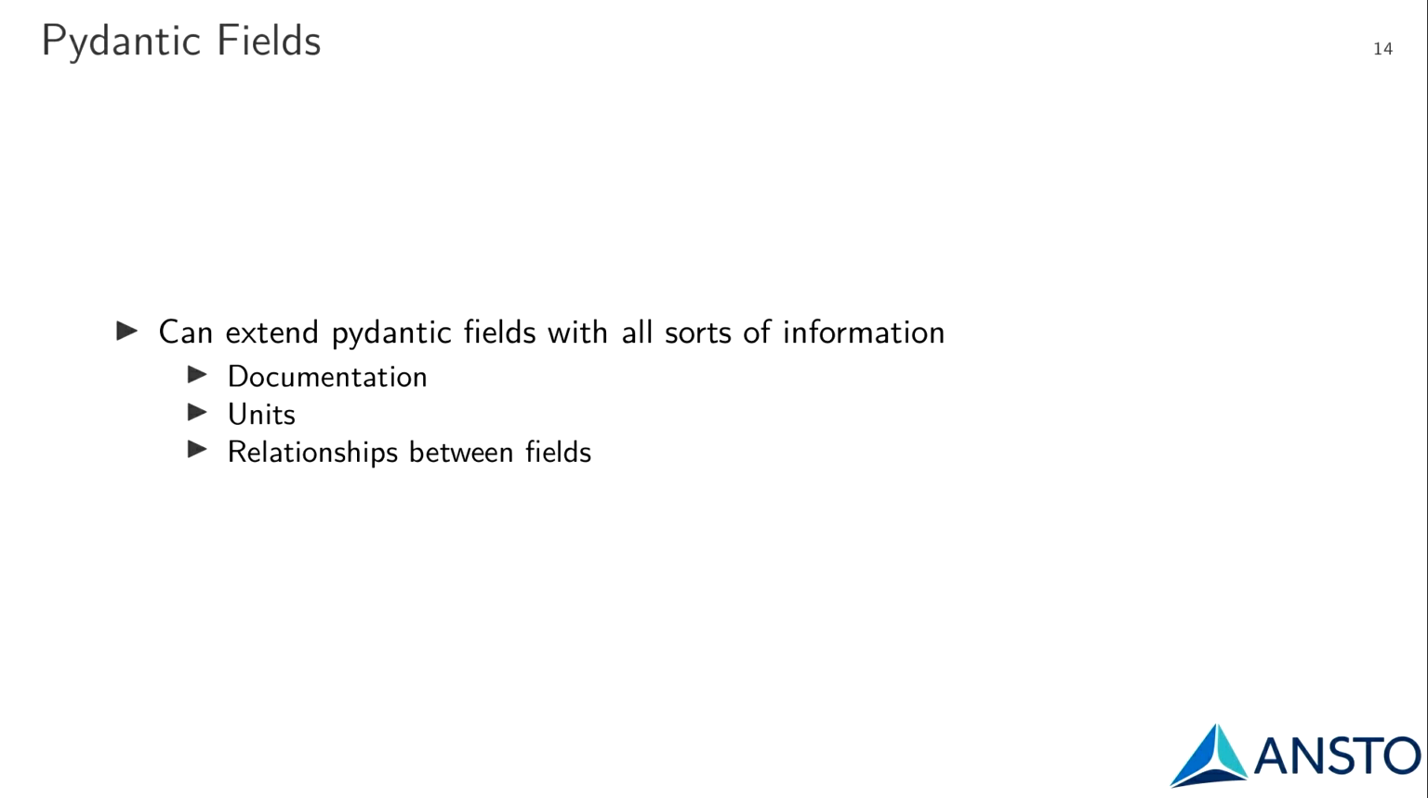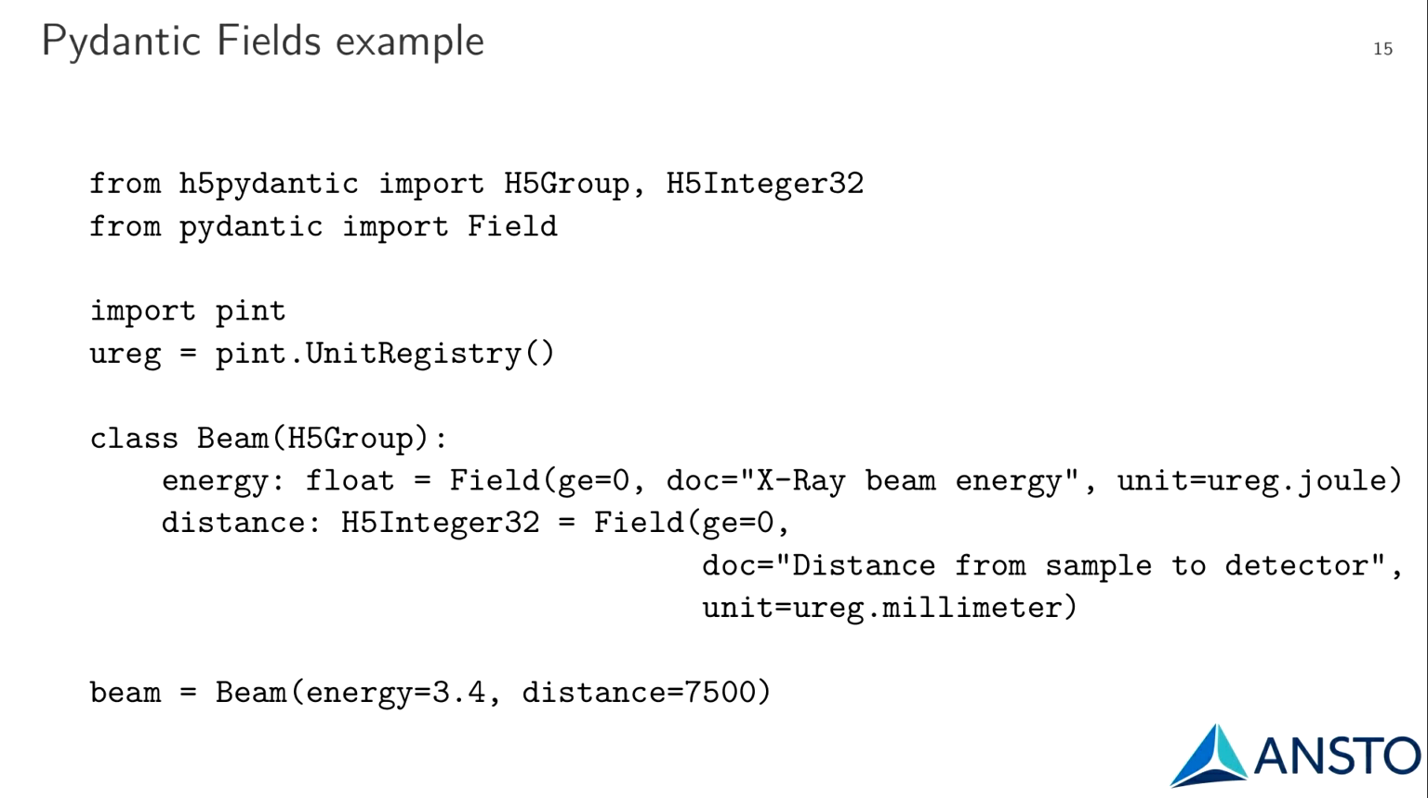Everything that we do in h5pydantic, it is still a Pydantic model. So all the features of Pydantic are still available to you. You don't have to just declare a model with a type in a field. You can add in as much metadata as you want into that field. For us, we'd be really interested in adding documentation, units, and relationships between fields.